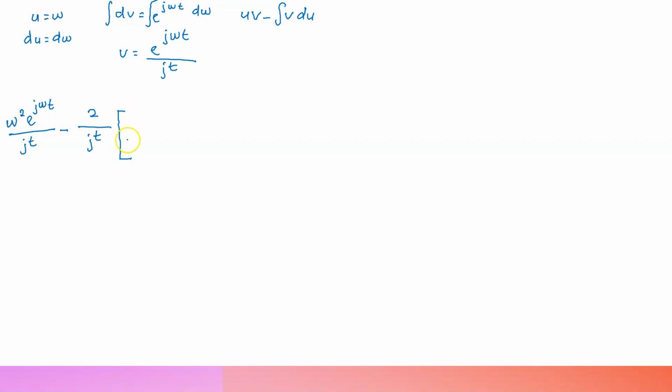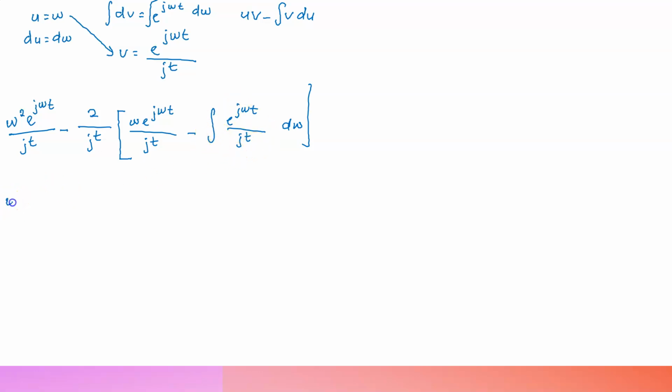Now for this u and v, you have omega e^(j omega t) over jt, minus the integral of v du, that is e^(j omega t) over jt times du. du is d omega. Okay, so now you can easily integrate this part, right?